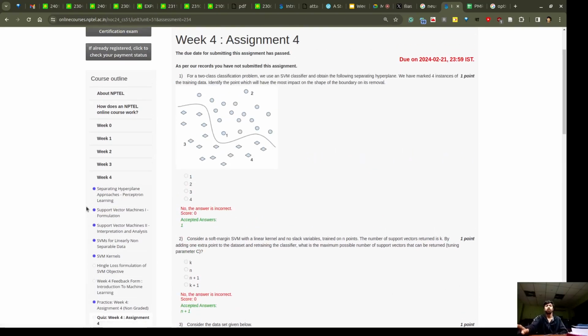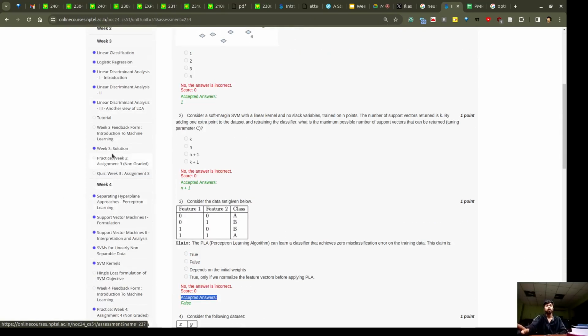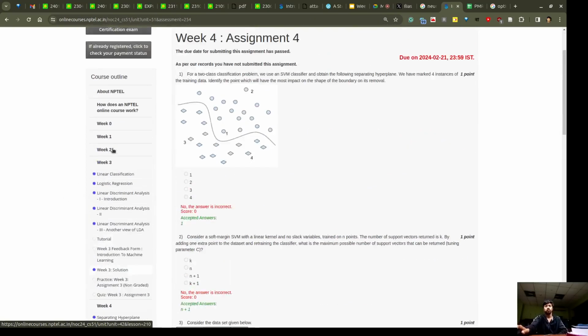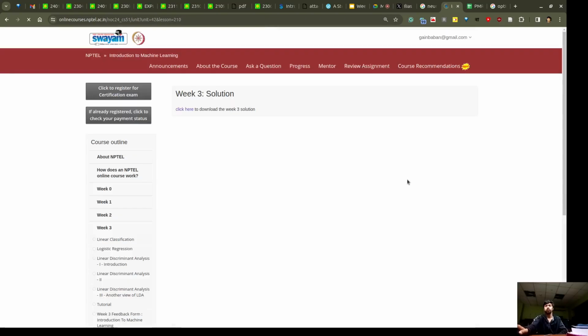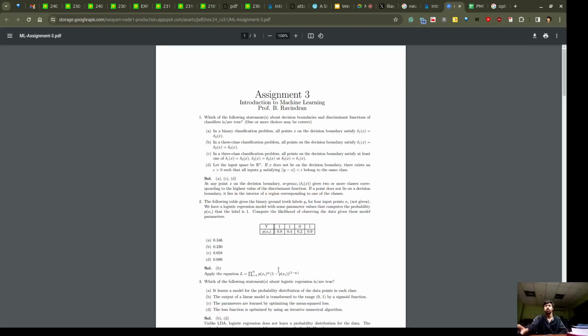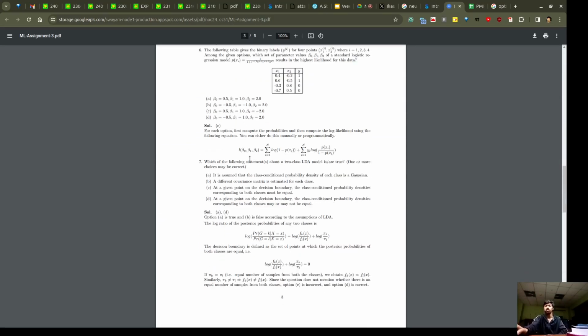Up to week 3, I think the solutions are already uploaded here. Where did you upload, sir? Yeah, so for week 3 you can see the week 3 solution. If you go to the solution, you will get it in PDF. In the PDF, there are explanations of why, with equations and everything. Week 4 is not done yet, but it will be done. Okay.